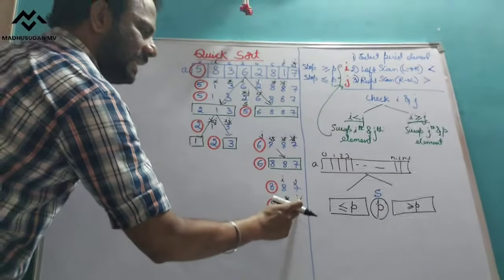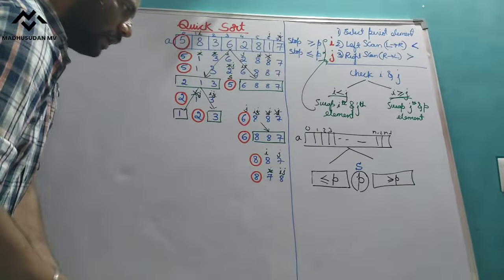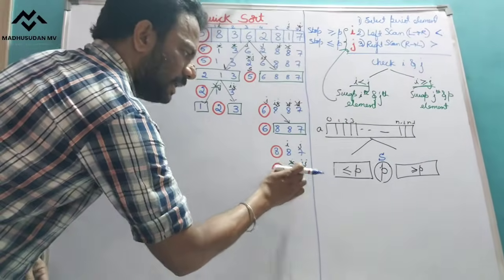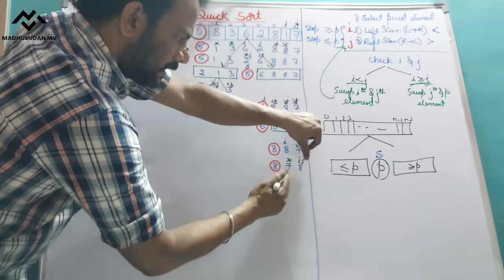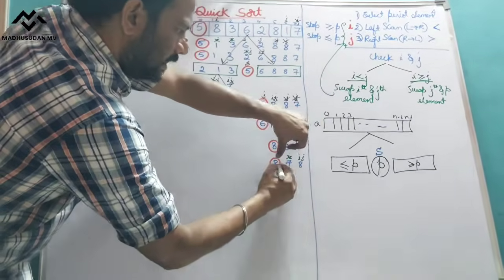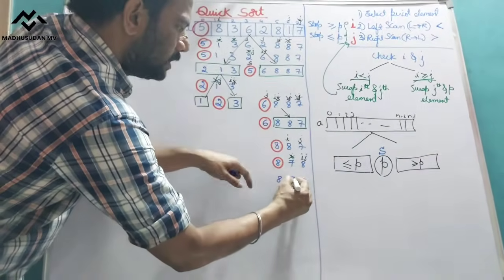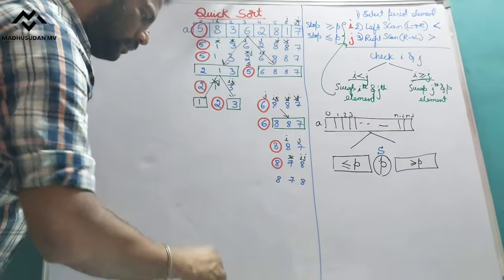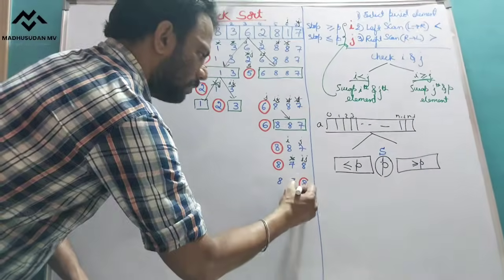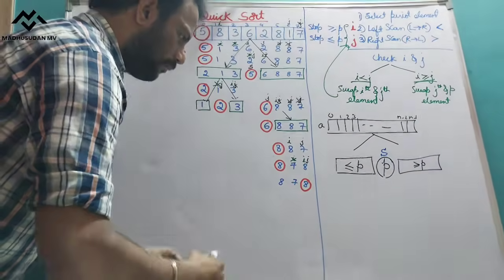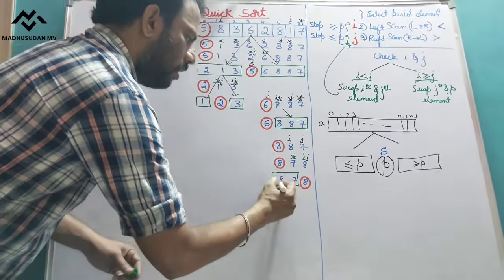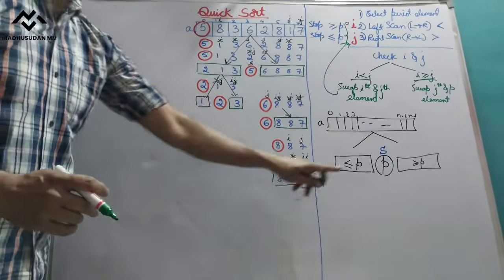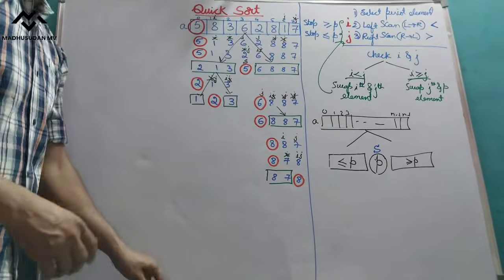Even if i is equal to j, we need to swap the jth element with the pivot element. Now the jth element is this 8 and the pivot element is this 8. This 8 comes to this position and this 8 goes to this position. Now this is my 7. So now this is my pivot element, and towards the left of this pivot element, all the elements are lesser than or equal to the pivot element, according to the basic principle of Quicksort.